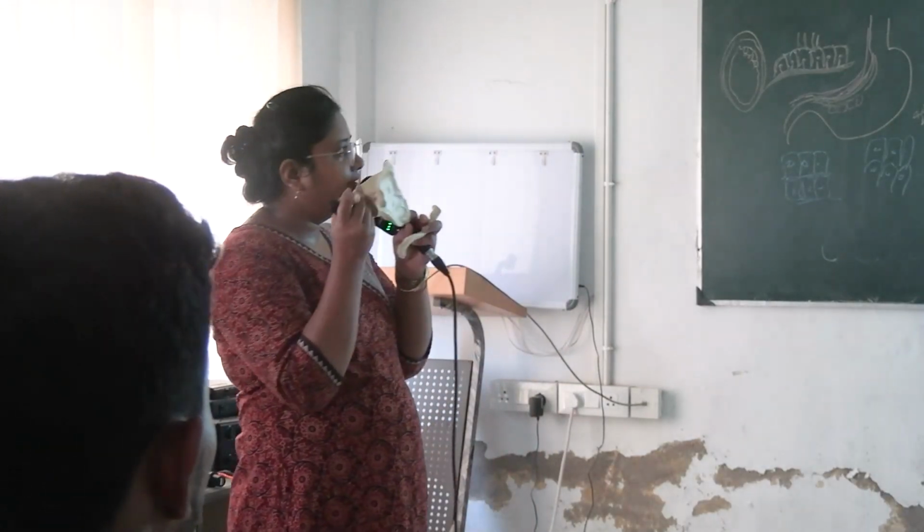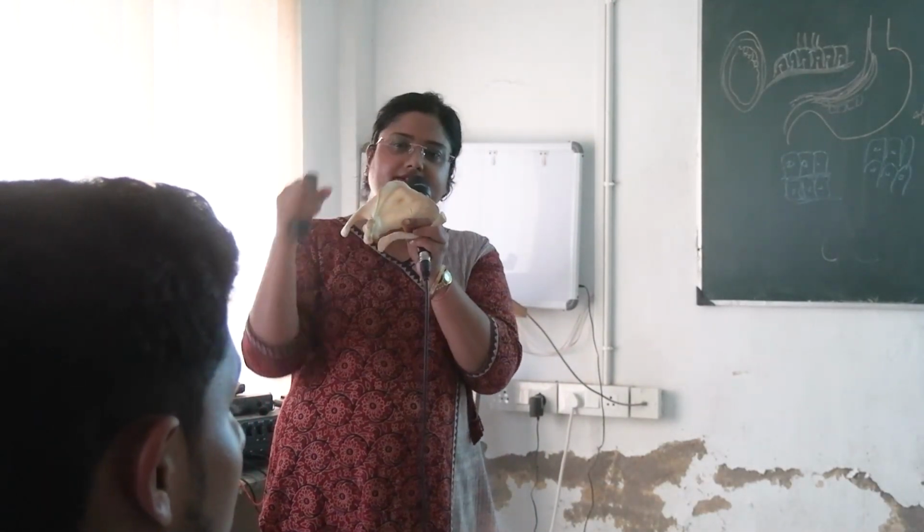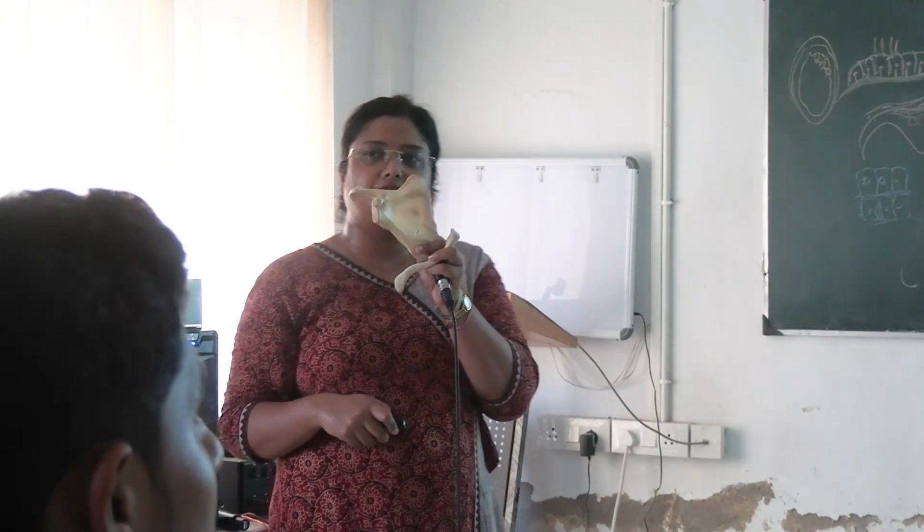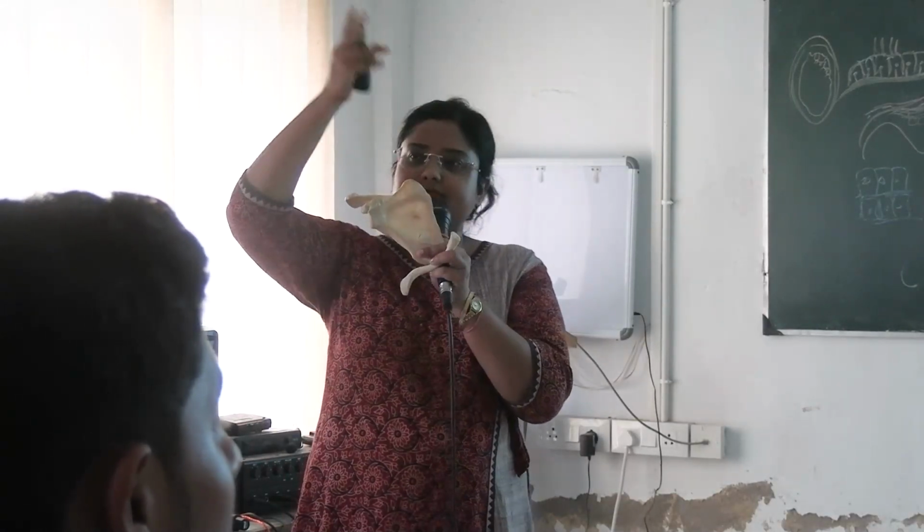Next is the medial margin or medial border. This is the medial edge of the scapula and is also called the vertebral border. It lies near the vertebral column, that's why it is called the vertebral border.